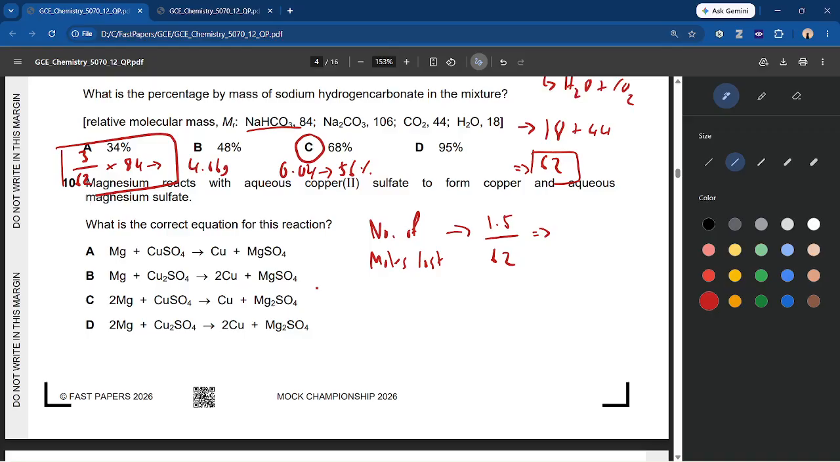So we're dealing with copper(II) sulfate. Whenever you see this symbol, the 2 here means that this copper has a charge of 2+. So if it has a charge of 2+, and sulfate has a charge of 2-, the copper sulfate is going to look like CuSO4. So immediately you can cut off B and you can cut off D. And let's see what we're dealing with. To form copper and aqueous magnesium sulfate, it's the same thing. Sulfate and magnesium have the same charges, so it's not going to be Mg2SO4. So by process of elimination, your answer is going to be A.